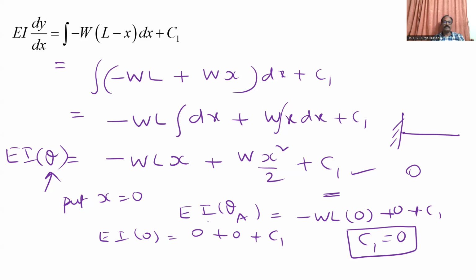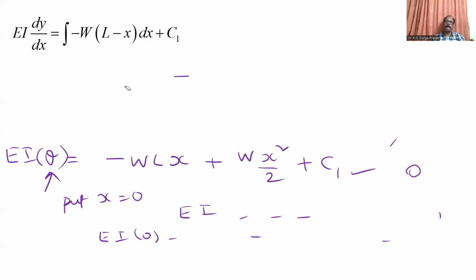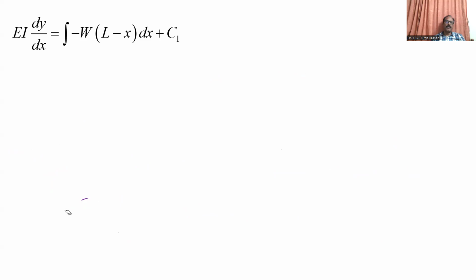Now, you can easily see the slide, you can understand. Now, the way of finding the constant of integration C1 is over. One more constant is there, that is C2. We'll see how to find C2 also. Now, let me repeat this.